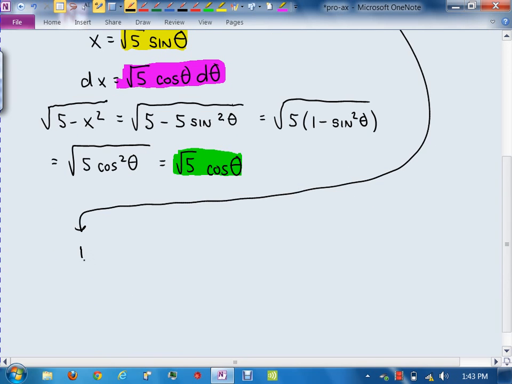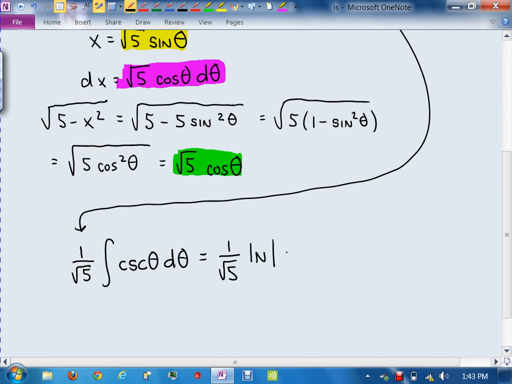I'm at 1 over root 5 integral cosecant theta d theta, which is 1 over root 5 what? Natural log? Cosecant theta minus cotangent theta plus our constant.